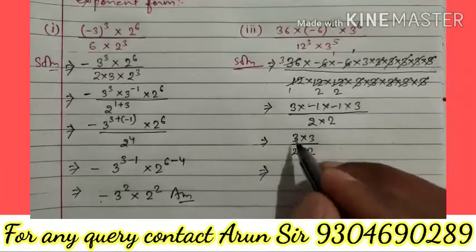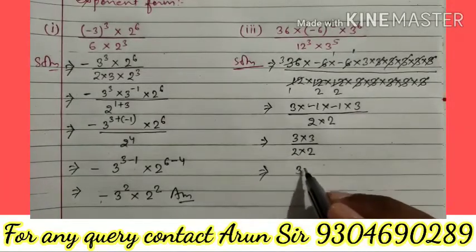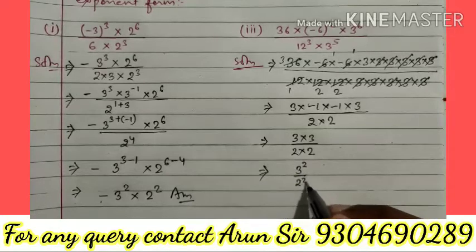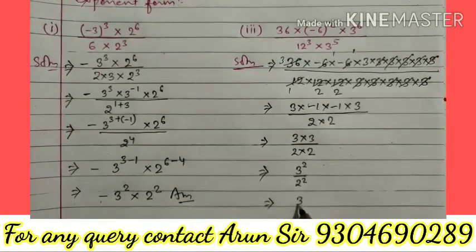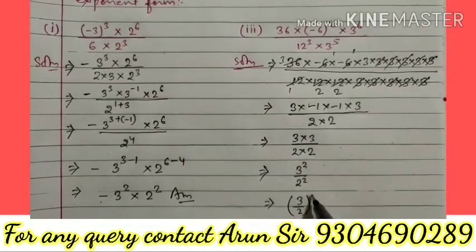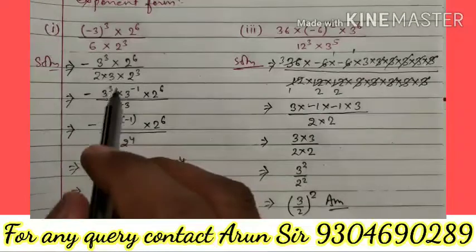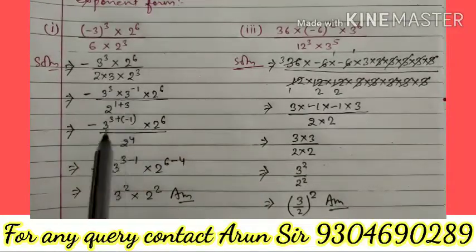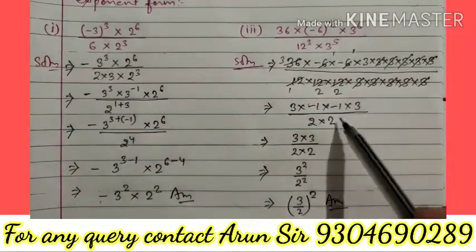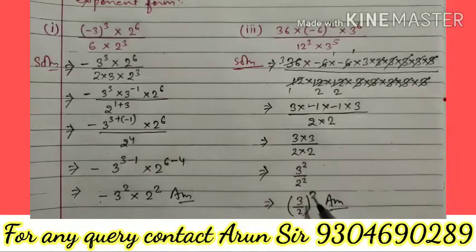Now we will convert this into exponent form. We can write 3 square by 2 square, and in the last step we will combine the power, because both have the same power. We can write 3 by 2 whole to the power 2. Like this also you can solve. This method is a little bit tough, but this method is very easy. You can try out this method.